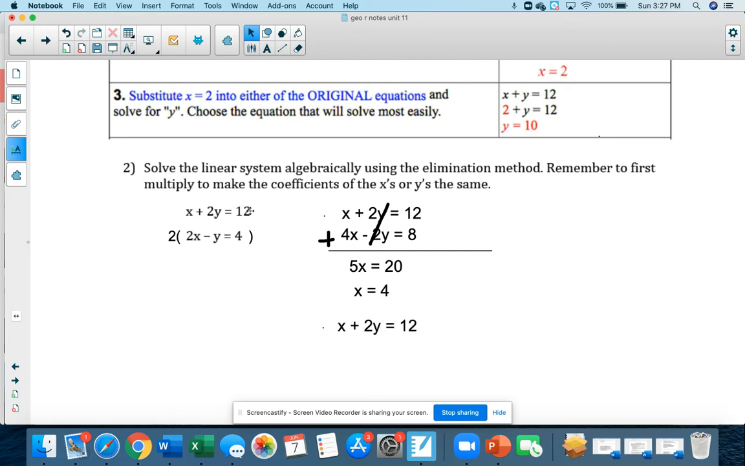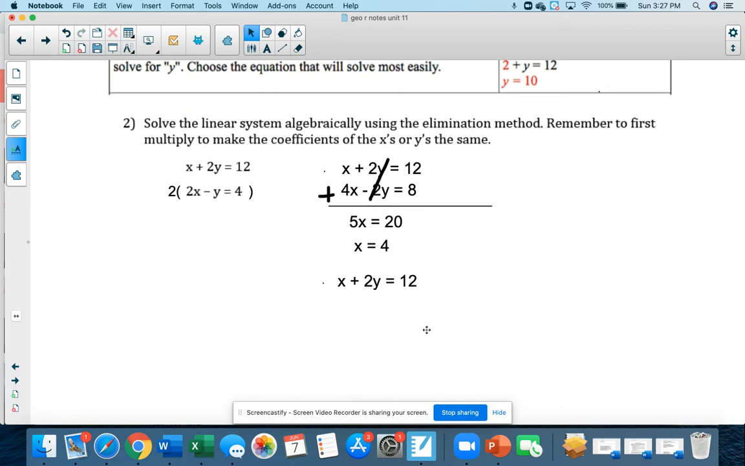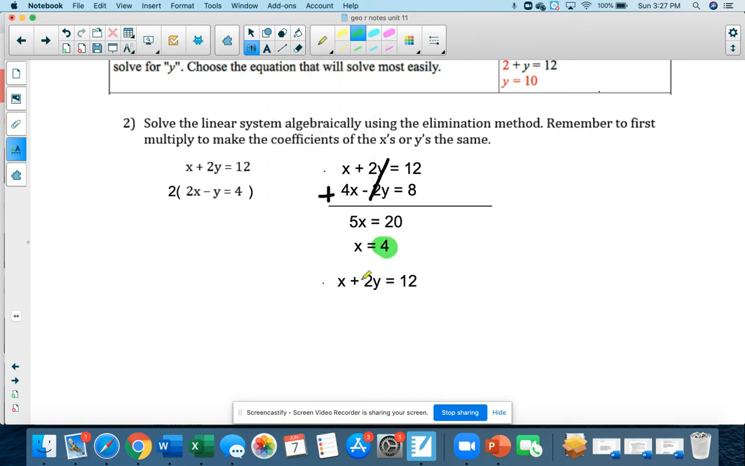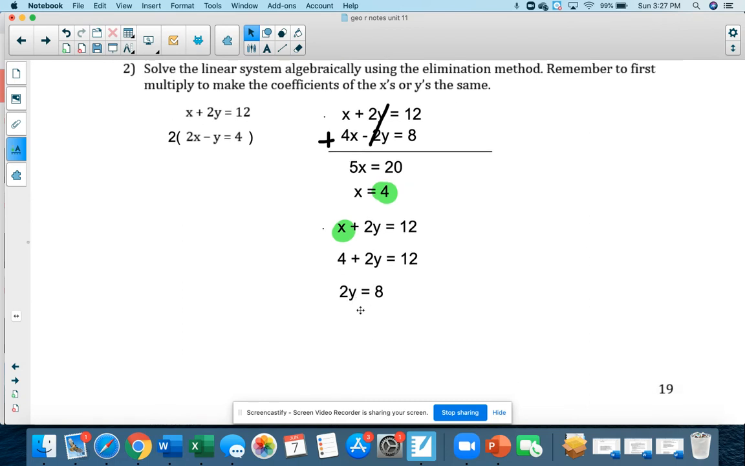I'm taking the first equation, it just looks a little bit easier. x plus 2y equals 12, and I'm going to substitute in 4 for x. So I'm going to take this 4 and substitute it right in here for x. So I'm going to have 4 plus 2y equals 12. Now I'm solving for y, so you've got to subtract 4, and I'm going to get 2y equals 8. Then I'm going to divide by 2 because I need to solve for y, and I get y equals 4.